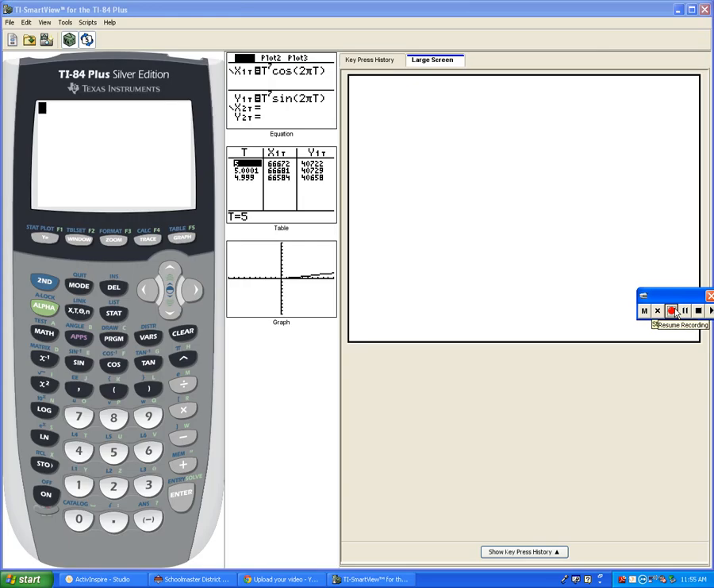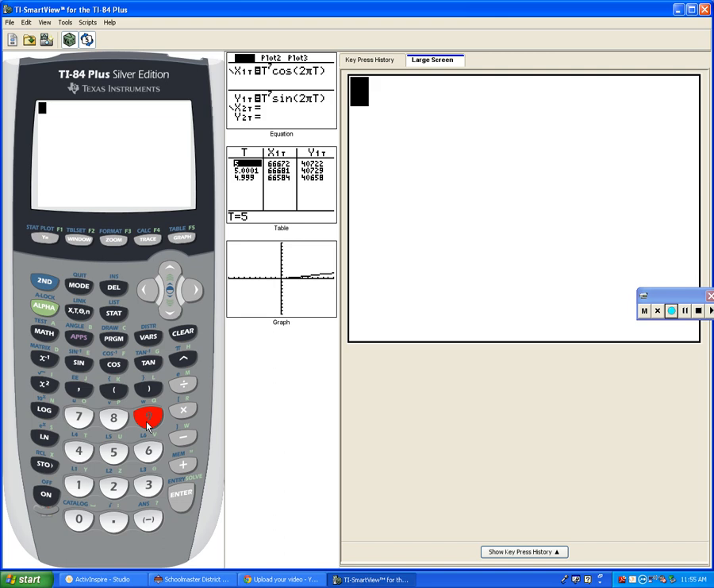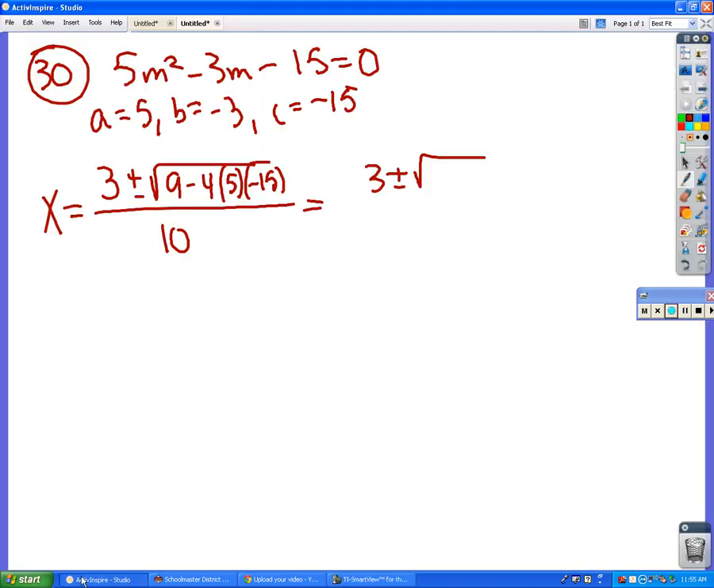Reboot. All right, so I'm going to just take the thing inside the square root and enter it right into my calculator. And if you want to save a step and do the square root thing at the same time, is that how you want to do it? No? We'll go step by step. That's fine. So I'm going to go 9 minus 4 times 5 times negative 15. And so underneath the square root, I get 309.